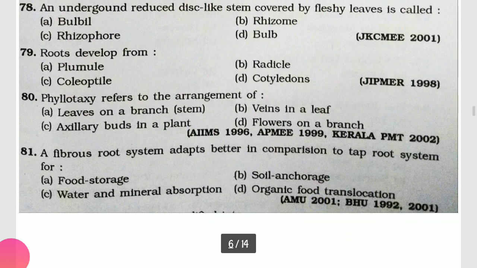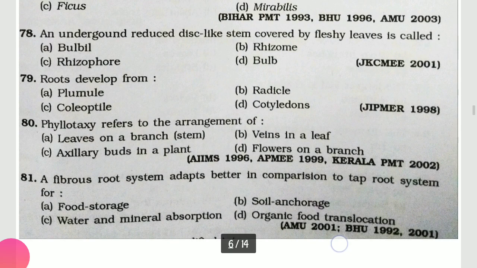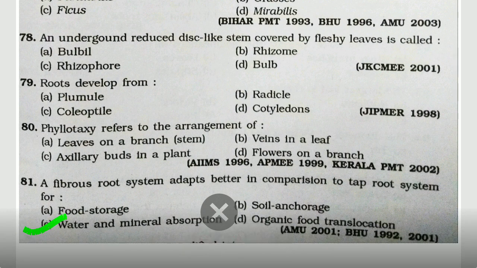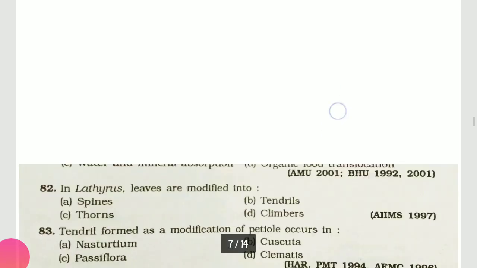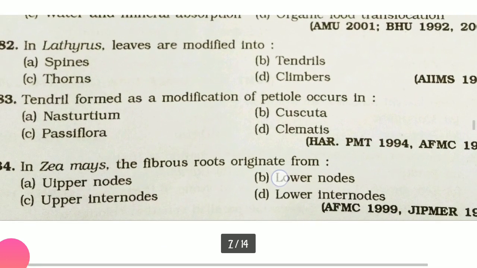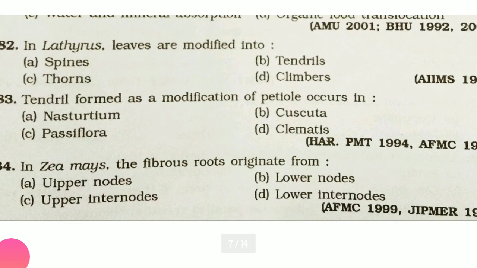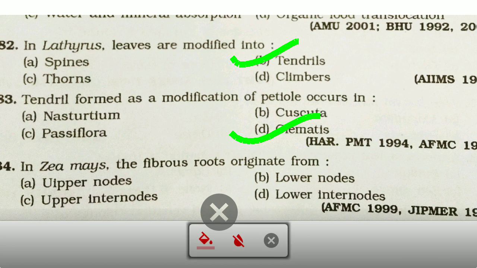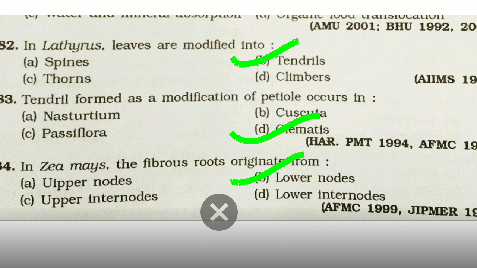Now coming to the next question, a fibrous root system adapts better in comparison to tap root system for what? Actually, the answer will be water and mineral absorption. Now coming to the next question. In Lathyrus, a very important question students, leaves are modified into tendrils. Tendrils formed as modification of petiole occur in. The answer will be Clematis. In Zea mays, the fibrous root originates from the lower node.